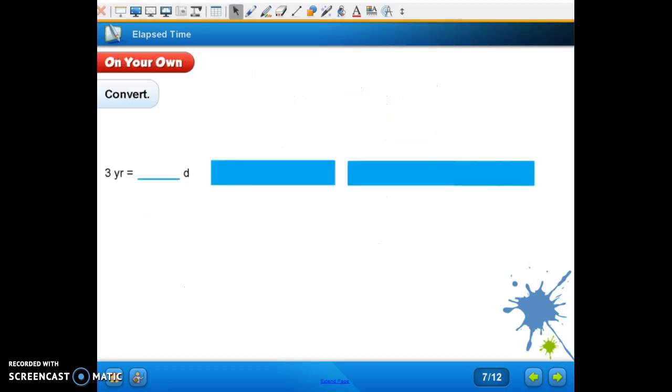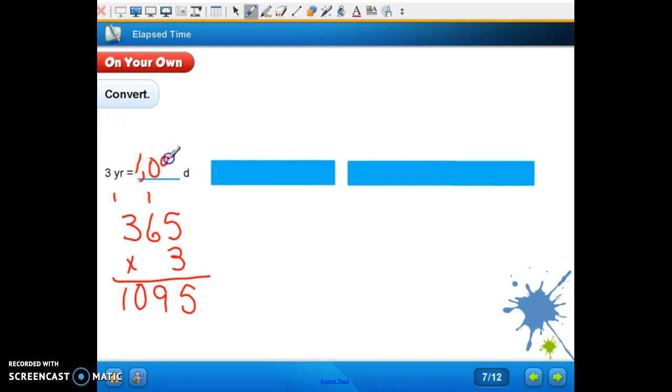Okay, this is number 5 in the on your own. We're just going to work through this together. 3 years equals how many days? So we're going from a large measurement to a small, so we're going to multiply. So how many days are in a year? 365. So we're going to multiply that by 3. So I got 1,095 days.